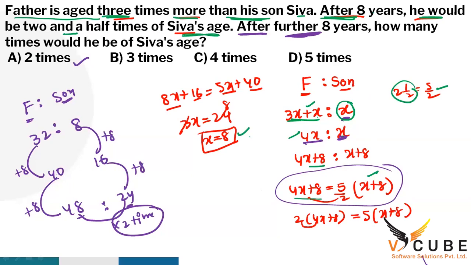Then find out the x value. So x value is 8. Then substitute here. So son's age is x, means 8 years. Father's age is 4x, means 32 years. Now read the next statement. After 8 years, father's age is now 32, after 8 years, 40 years. And son's age after 8 years, 16 years. And further 8 years, 40 plus 8, 48, and 16 plus 8, 24. Now son's age is 24 years and father's age is 48 years. So that's why 2 times.